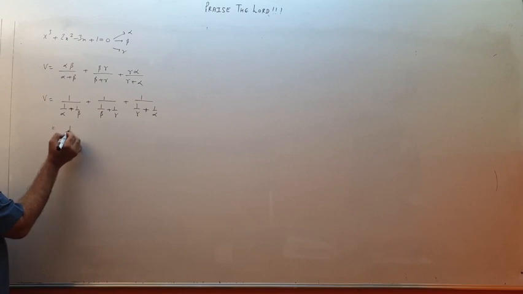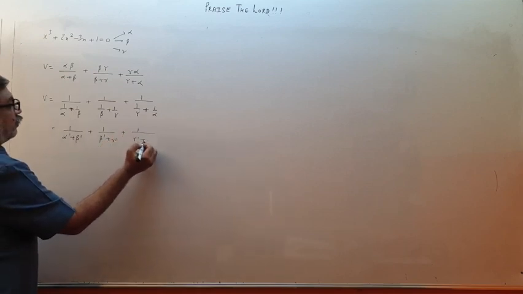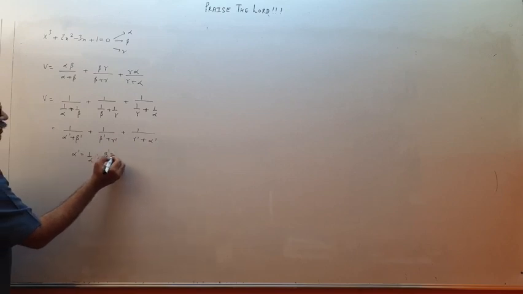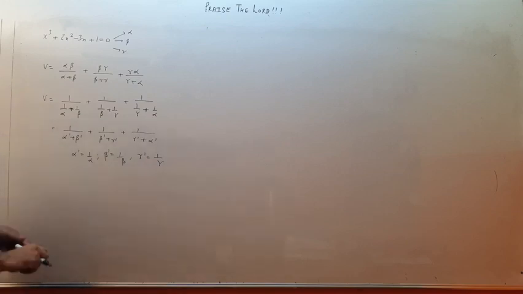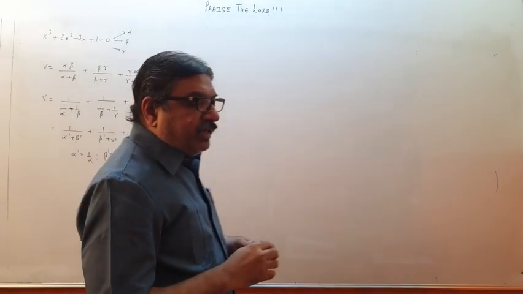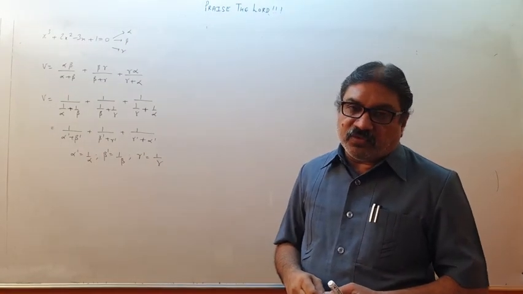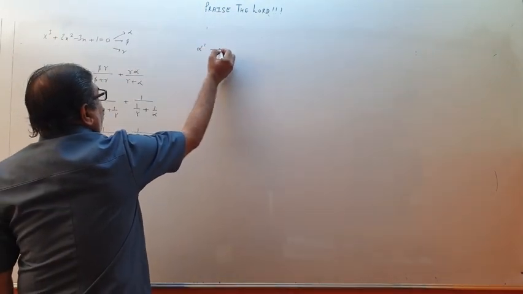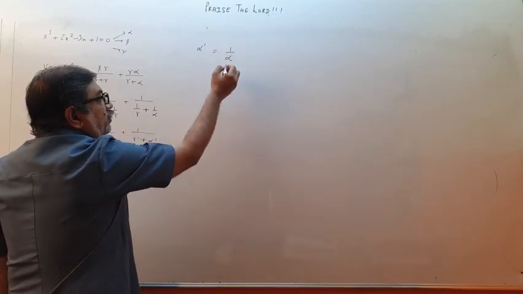So this is like 1 upon alpha dash plus beta dash plus 1 upon beta dash plus gamma dash plus 1 upon gamma dash plus alpha dash, where alpha dash is 1 upon alpha, beta dash is 1 upon beta, and gamma dash is 1 upon gamma. That means, children, what we are thinking is that we have inverted the roots. Instead of x, we are having 1 upon x now. What you have to understand is that alpha dash is the new root, and it is equivalent to 1 upon alpha. So alpha dash is 1 upon alpha.